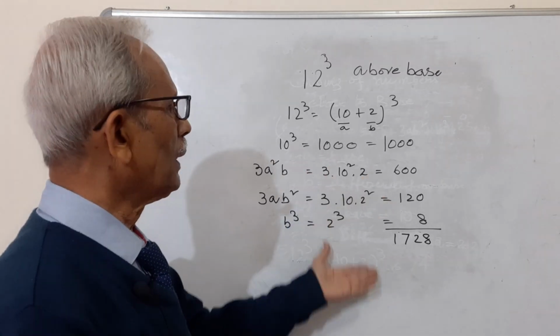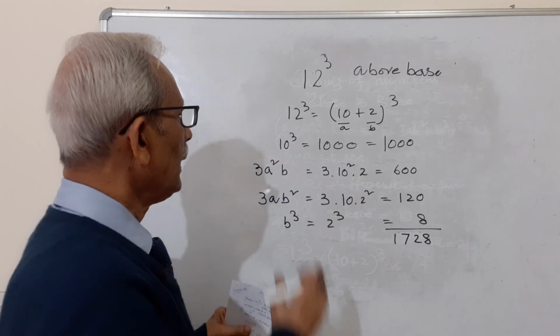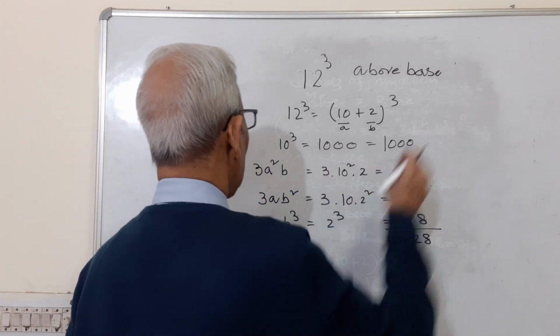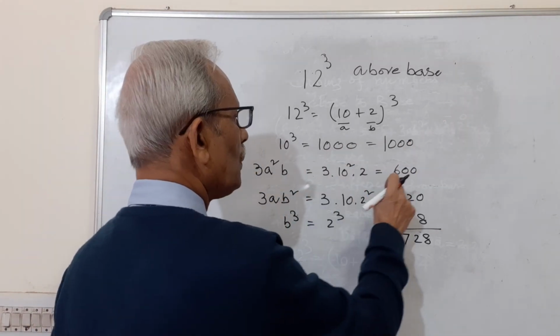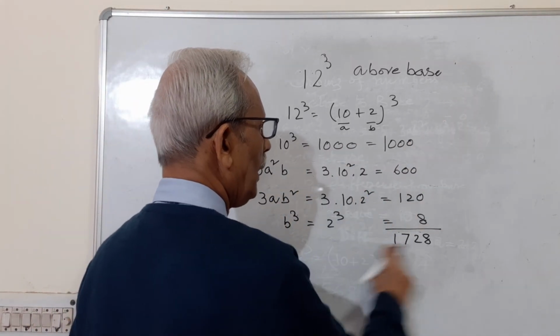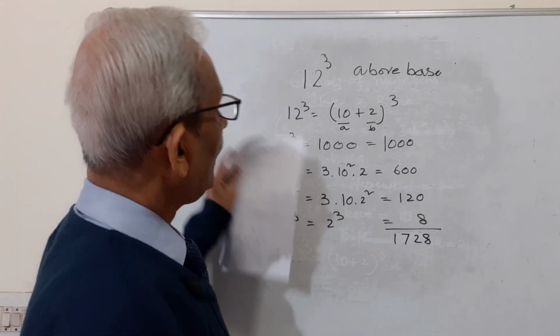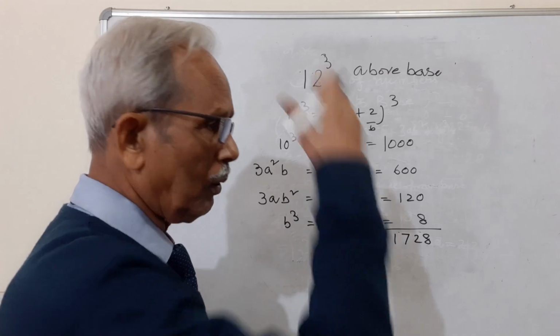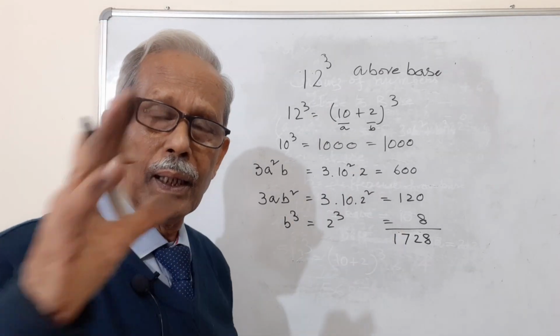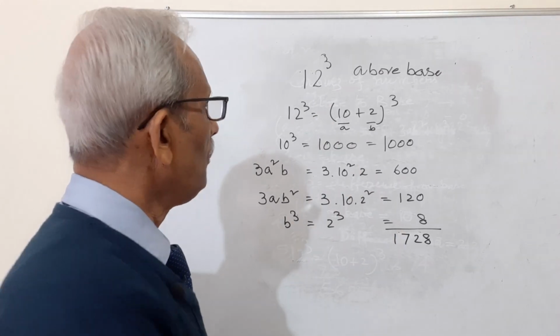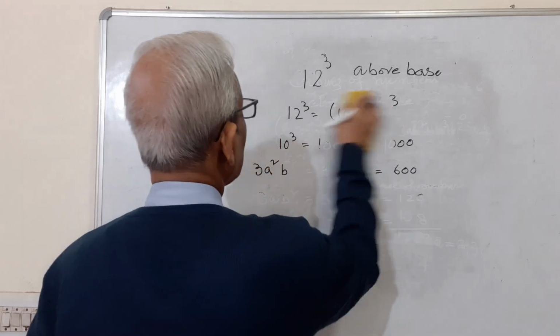You can do it very quickly because you need not write everything. You need not write 10 cube is equal to this. You just write 1000, 3a square b, mentally 600, then 120 and then 8, and add this to get 1728. At least you will not have the difficulty of multiplying all the steps, particularly when the number is bigger, then it becomes very easy. Let us do the next sum.